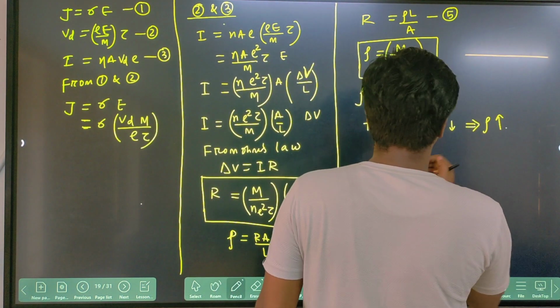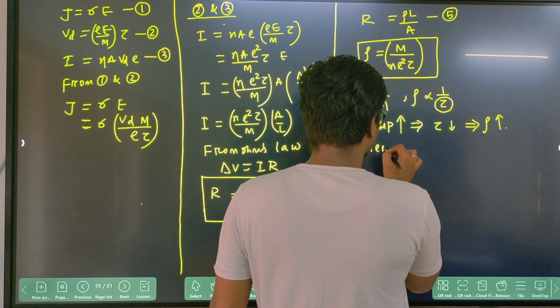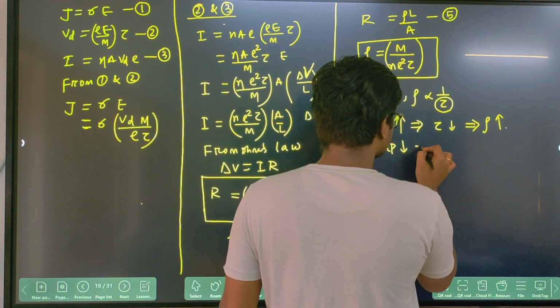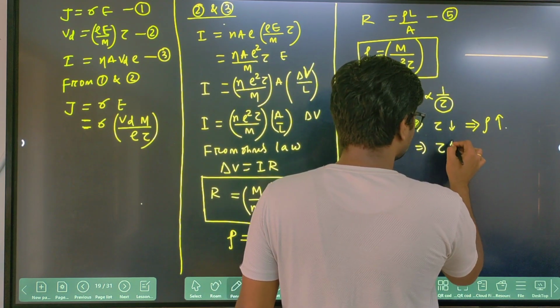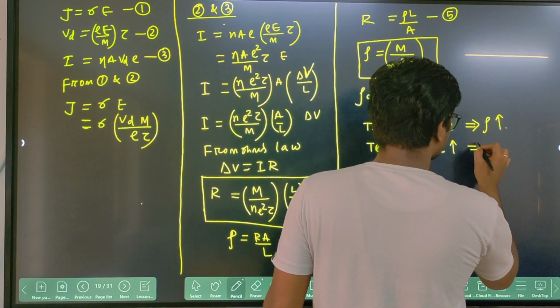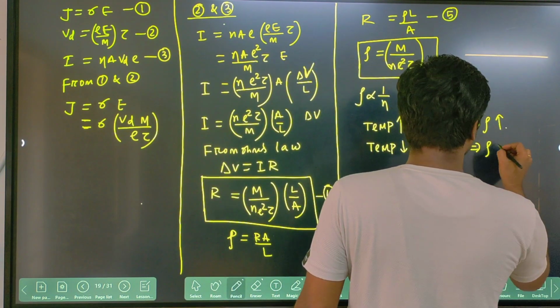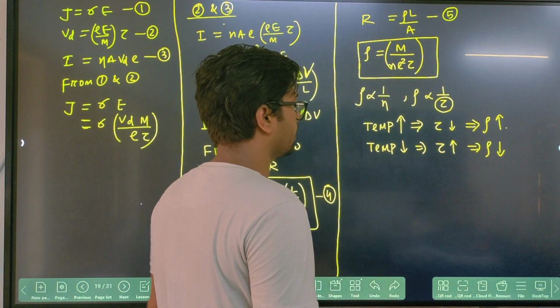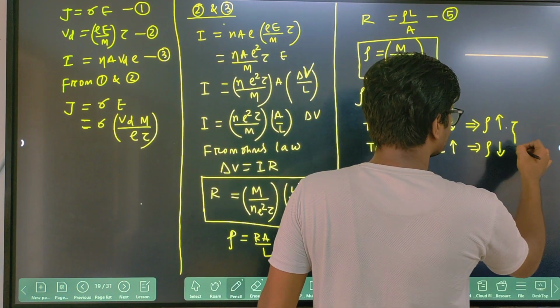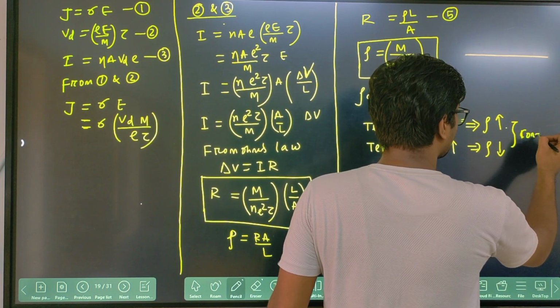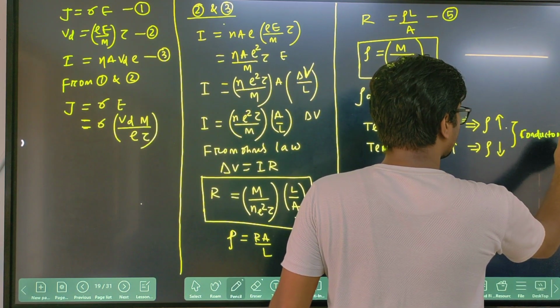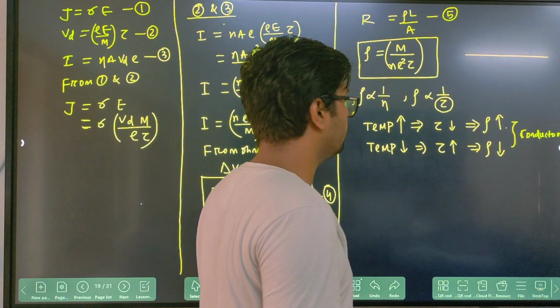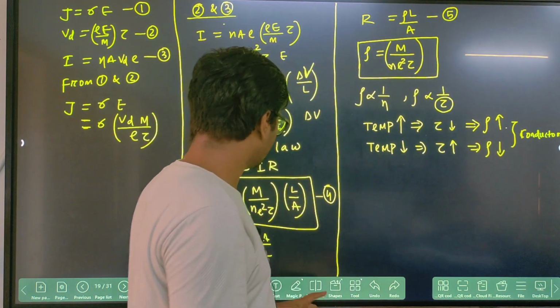Similarly, if you decrease the temperature, the relaxation time will increase and the resistivity will decrease. This is going to happen in the conductor. This is true only for conductors. For semiconductors, I told you that this will not hold, it will be different.